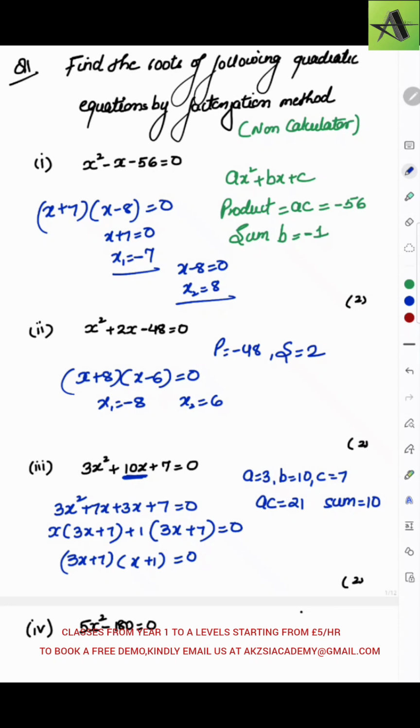So from here, I have to equate now these two factors to 0. I'll get 3x plus 7 equals 0, so x1 is equal to negative 7 over 3. And x plus 1 equals 0, x2 will give me negative 1. So these two are the values: x1 as negative 1, x2 as negative 7 over 3.